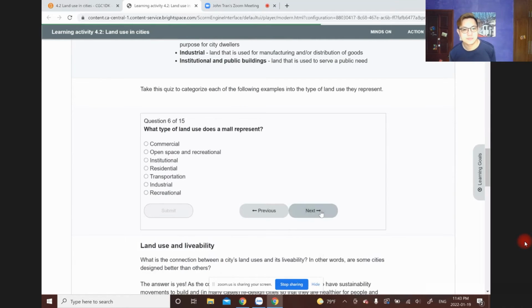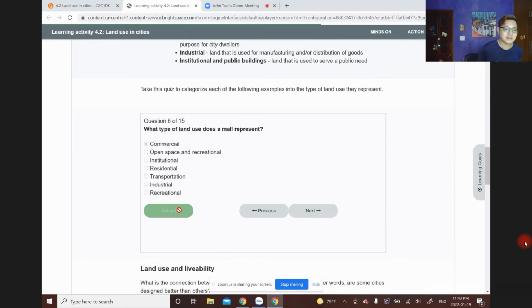A shopping mall, huh? No, it's not industrial. Shopping mall, it's commercial. Commerce means selling and buying things. It's commercial. Be careful.